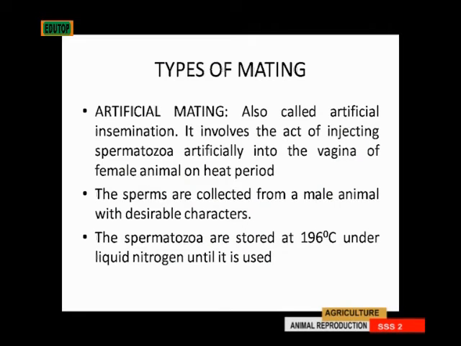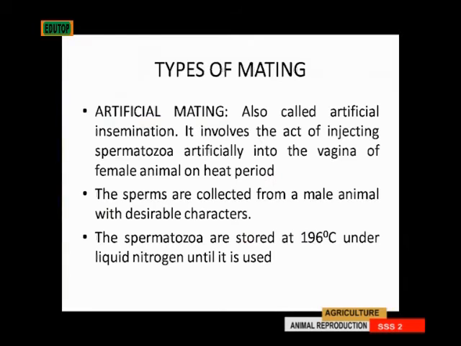The sperms are collected from a male animal with desirable characters. Oh, I like this animal, I like the color of the skin, I like the size, I like this and that trait in the animal. So you collect semen from the male animal. Then the spermatozoa are stored at minus 196 degrees Celsius under liquid nitrogen until the time that you use it. So then you bring it, you insert it into the vagina of the female animal that is on heat.